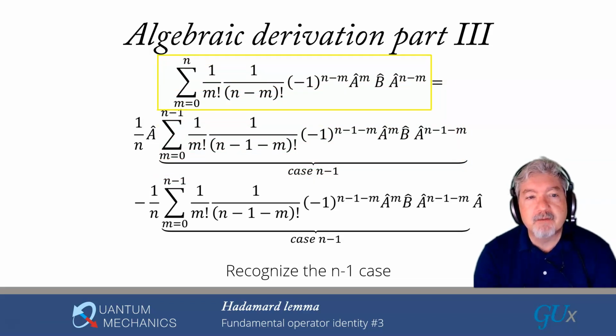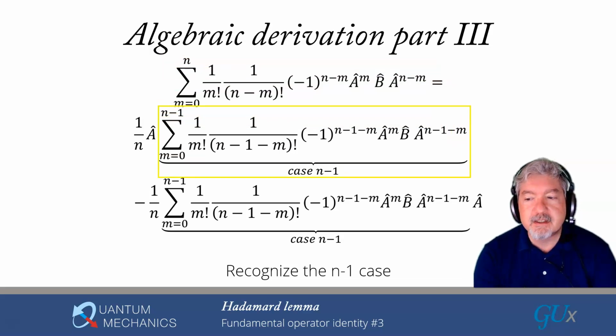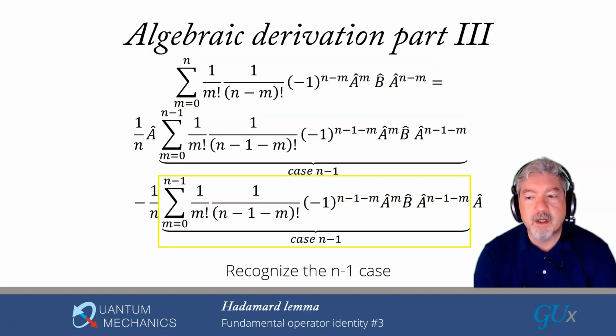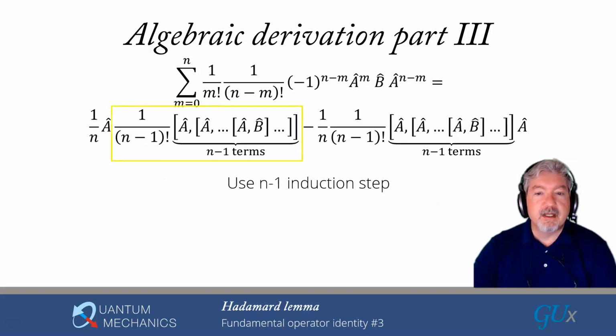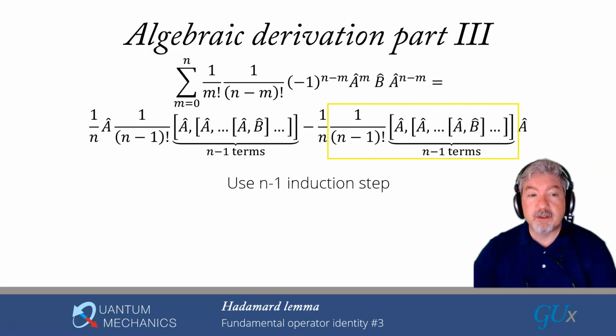Look carefully at the term above. If you substitute in n minus 1 in the top term, you see you get this thing that has this underbrace that says case n minus 1. Now, in the induction proof, we assume that our induction hypothesis holds for the case n minus 1. So I can substitute in the induction hypothesis for n minus 1 into that. And it says it'll be an n minus 1-fold nested commutator of a's with b at the end. And so we substitute that in. And it has a 1 over n minus 1 factorial as well. Now, we've done that substitution.